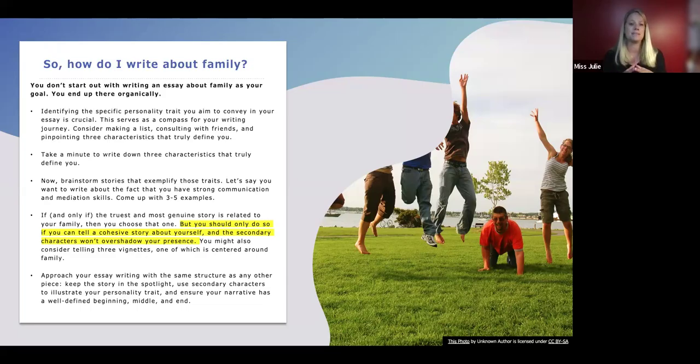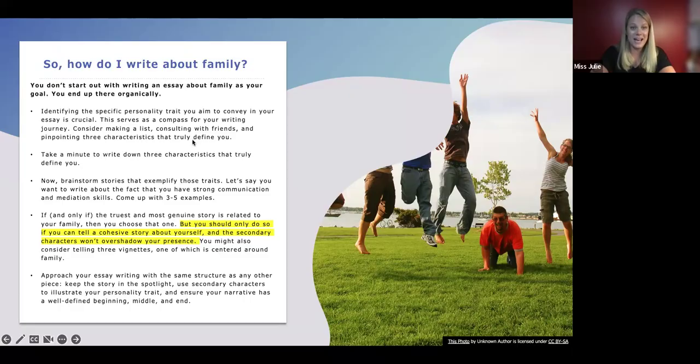You want to identify the specific personality trait that you aim to convey in yourself, right? And yourself in your essay is crucial. And this serves as a compass for your writing journey. So consider making a list. This is an excellent idea. Make a list, consulting with your friends, and pinpointing 3 characteristics that truly define you.